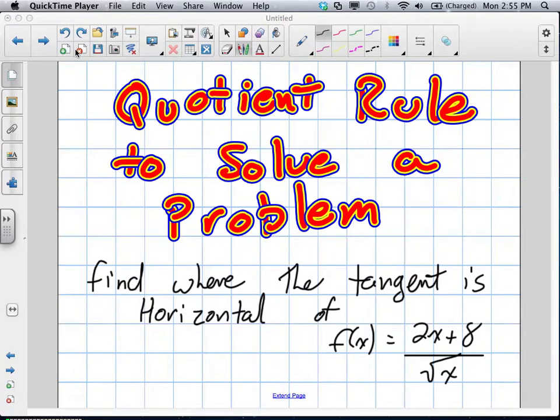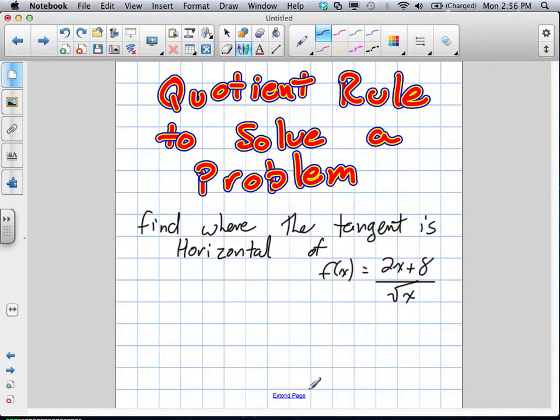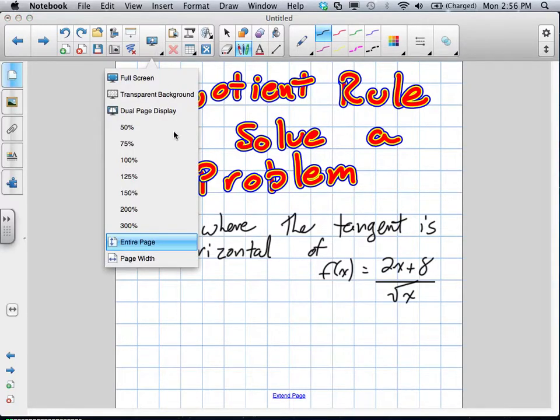Okay, quotient rule to solve a problem. The question asked us to find where the tangent to this function is horizontal. Our function is f of x equals 2x plus 8 divided by root x. We have to find out when this is horizontal. In other words, we want to find when the rate of change is 0. Now, in order to find the rate of change, we need to derive our function.